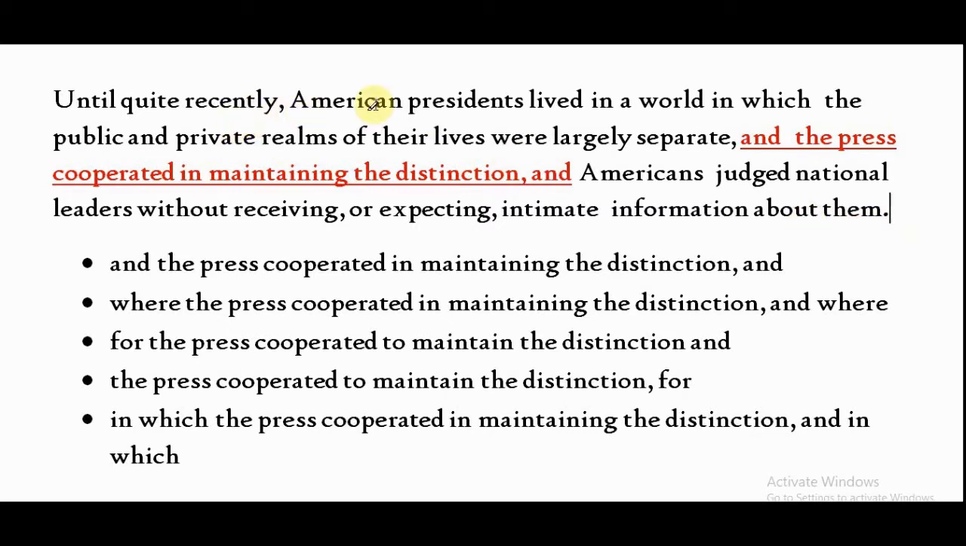Until recently, American presidents lived in a world in which the public and private realms of their lives were largely separate, and the press cooperated in maintaining distinction, and Americans judged national leaders without receiving or expecting intimate information about them. What if I consider three entities?